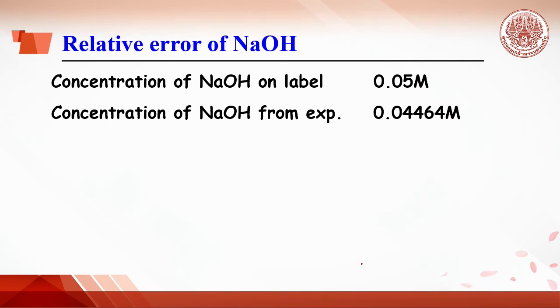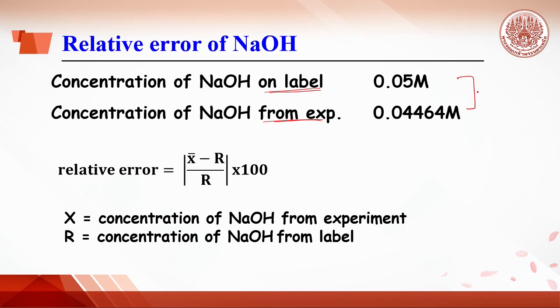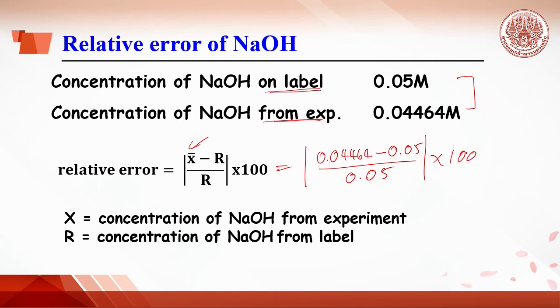0.008482 molar. Now we have two concentrations of base. One is from the label and the other from the experiment. So with these two different values, we can calculate the relative error by replacing the data. This is from the experiment, so it is equal to 0.04464 minus 0.05 divided by 0.05 times 100, so we will get the relative error.